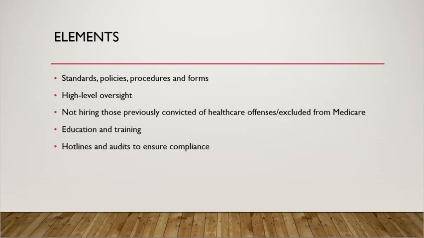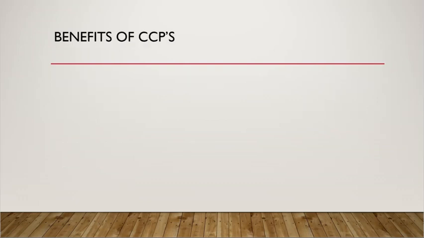And a couple of ways to help accomplish that is to use hotlines and audits to ensure compliance, and then robust discipline when, not if, when discipline needs to be administered to those who violate our standards, policies, procedures, and forms. We need to continually reassess and revise our compliance plans. Things change very rapidly in the FDA environment.